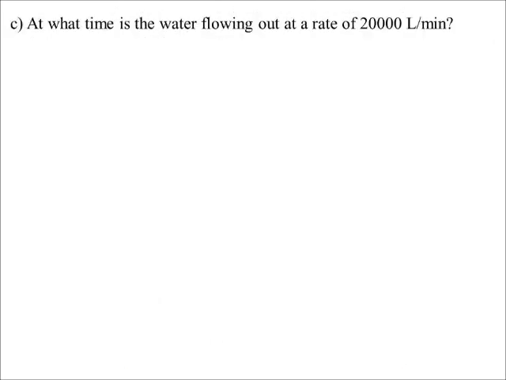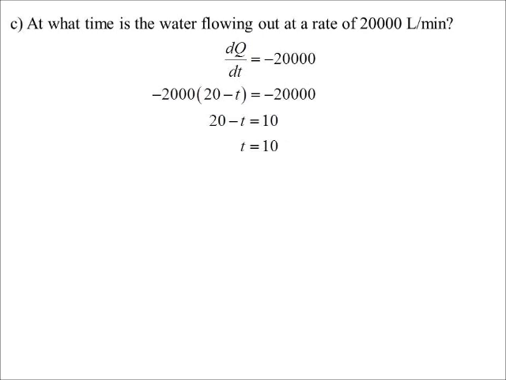So we want to know the instant the water's flowing out of it at 20,000 litres per minute. We might need to know that; there might be some bit of machinery that can only handle so many litres per minute flow. And so they want to know when does it get to that point? When is it flowing out at a rate of 20,000 litres per minute? Well, that's when we'd use the derivative. We want to know when the derivative is negative 20,000. So we'd solve that, and that's when t equals 10.